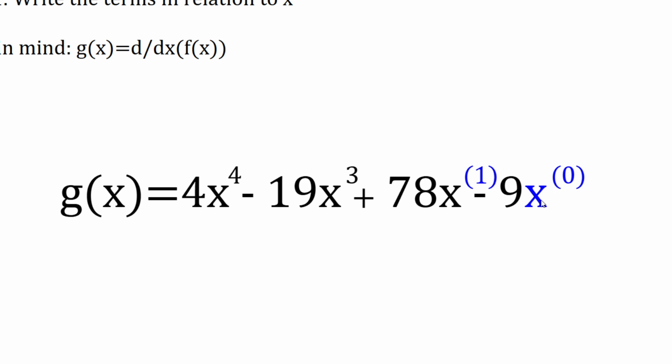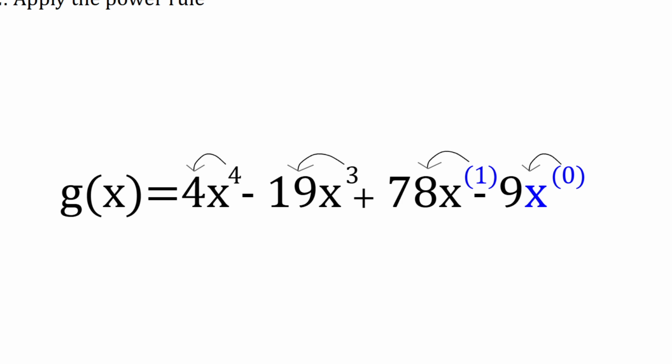And so is this. Since it's just 9, we can write x to the power of 0, which is just 1. So then do 9 times 1, which still stays as 9. Alright, next up we're going to use the power rule. So multiply 4 by 4, 3 by 19, 1 by 78, and 0 by 9.